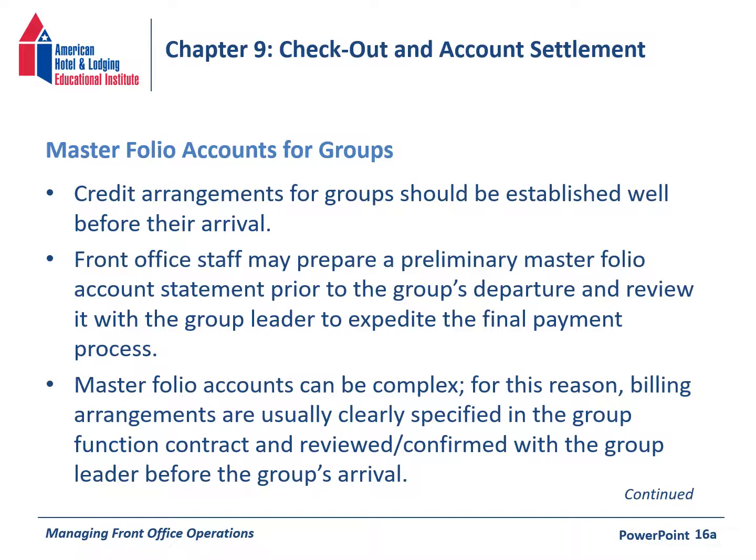So master folios, typically with the groups, are going to have that master folio. Depending on the situation, if this is a master folio that everything, room, tax, incidentals, anything and everything is going to be covered, we want to make sure, just like we're checking the credit for our guests, we're also checking the credit for our groups. Okay, that group actually has the credit available to pay this entire amount. So that should be done well in advance. That should not be done the day of arrival. We want to make sure that credit is established well in advance.